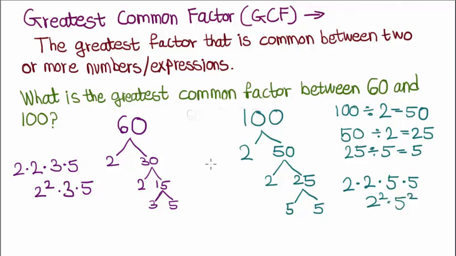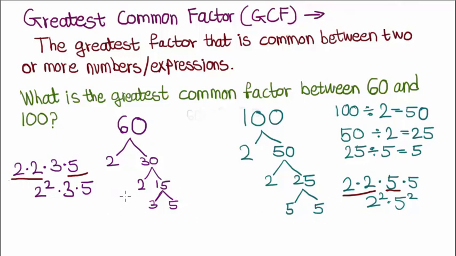Now the last step that is left for me to do in order to figure out what is the greatest common factor between 60 and 100 is to figure out what prime factors are common between both of these prime factorizations. I know that I have two 2's over here as well as two 2's over here. Also, I have two 5's over here and one 5 over here. So in common, I have one 5 between the two of them.